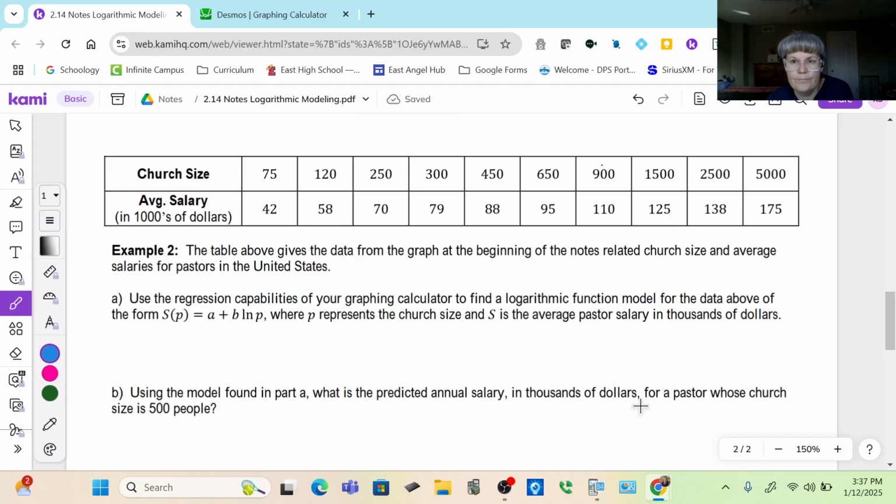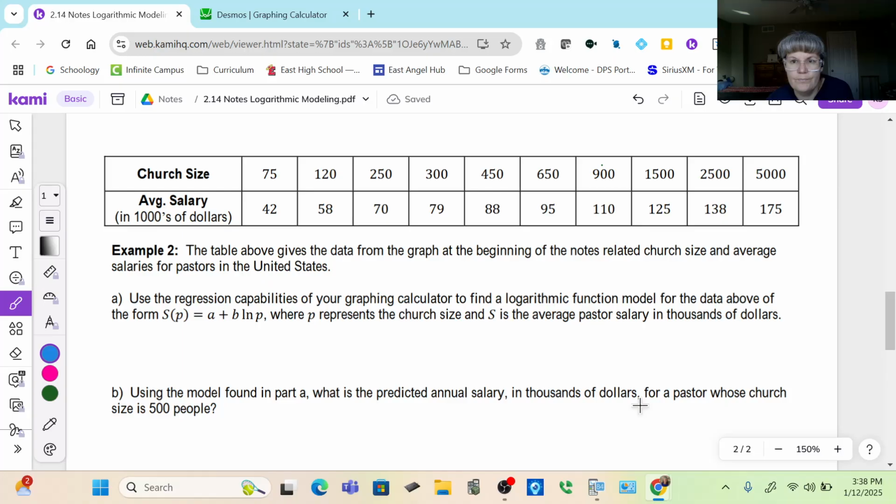And if you read through the first part of the top of the page on the front page of your notes, you know that they were talking about average pastor salaries and that it appeared to be a logarithmic function. So we have this table here that has the size of the church, and when we're talking size of church, we're talking church members and the average salary in thousands of dollars for the pastor of that church.